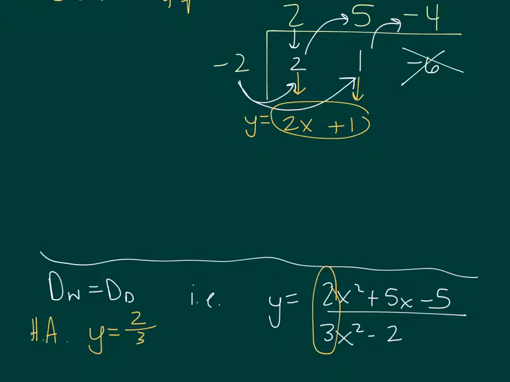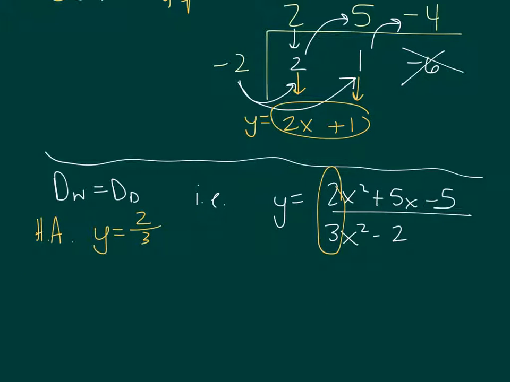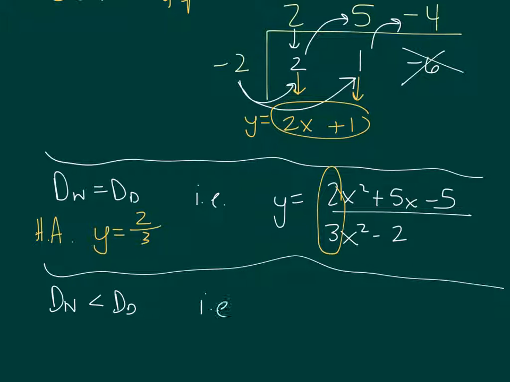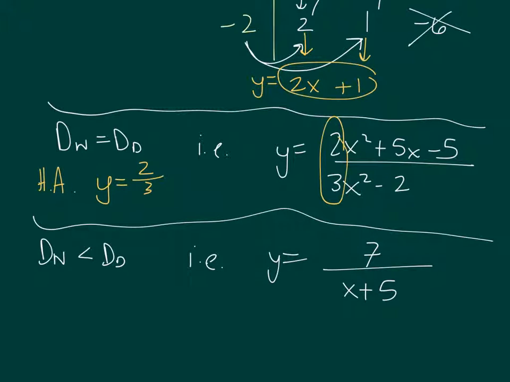And then the third case is similar, except now we have the degree of the numerator being less than the degree of the denominator, i.e. y equals 7 over x plus 5. The degree of the numerator would be 0. The degree of the denominator would be 1. So the numerator has less degree than the denominator. And what would this one result in? Chandler? Y equals 0. Yeah, horizontal asymptote, y equals 0.